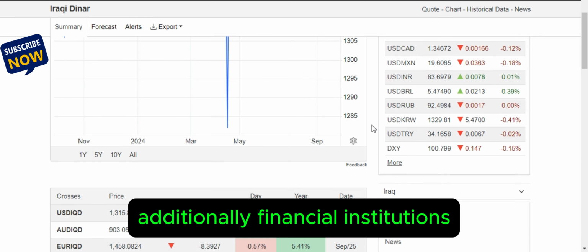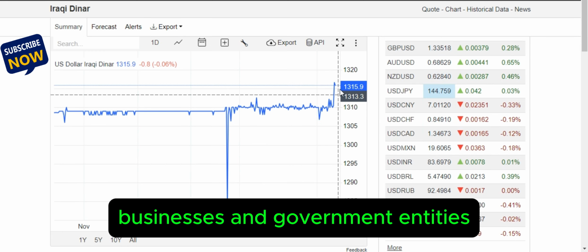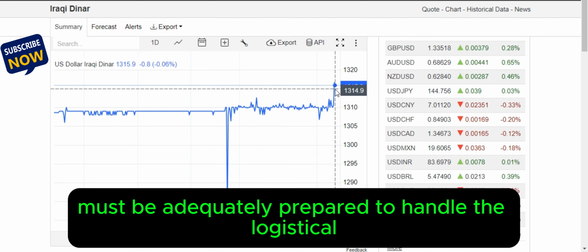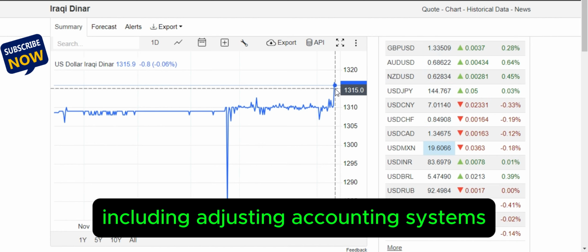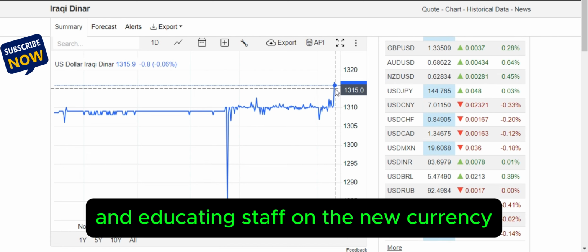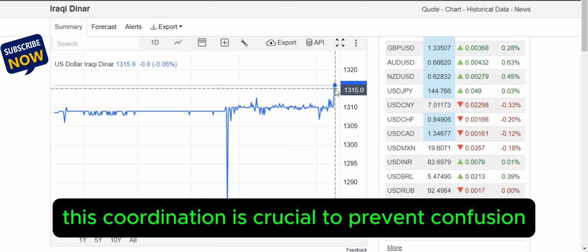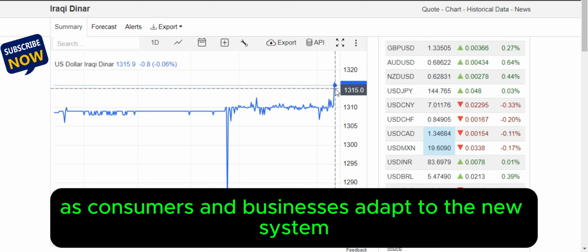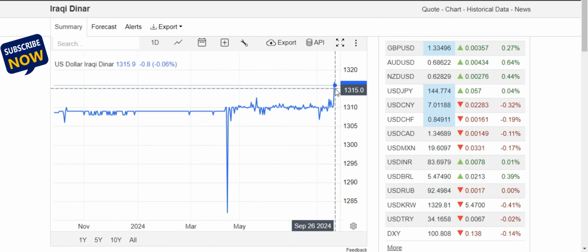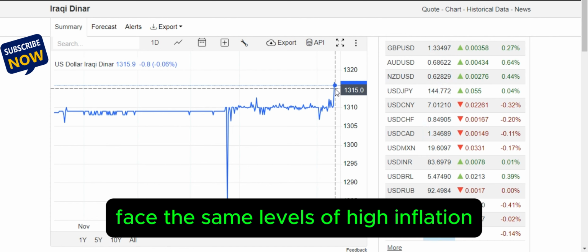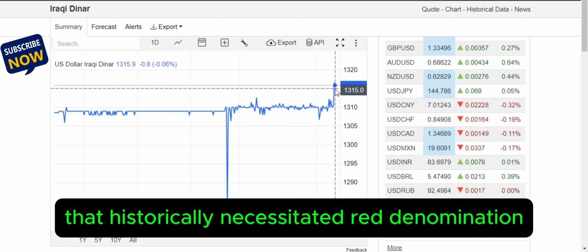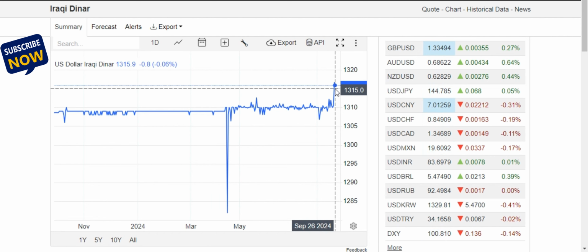Additionally, financial institutions, businesses, and government entities must be adequately prepared to handle the logistical aspects of the transition, including adjusting accounting systems and educating staff on the new currency. This coordination is crucial to prevent confusion during the transition period, as consumers and businesses adapt to the new system. In the context of Iraq, it is essential to clarify that the country does not currently face the same levels of high inflation that historically necessitated redenomination in other nations.